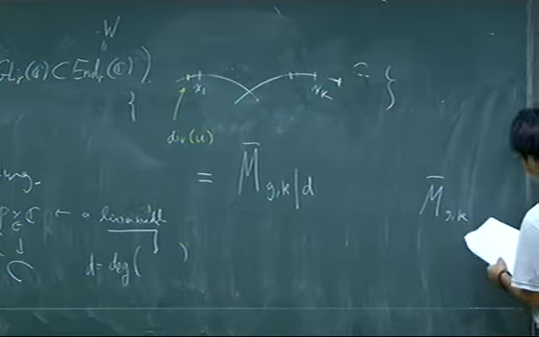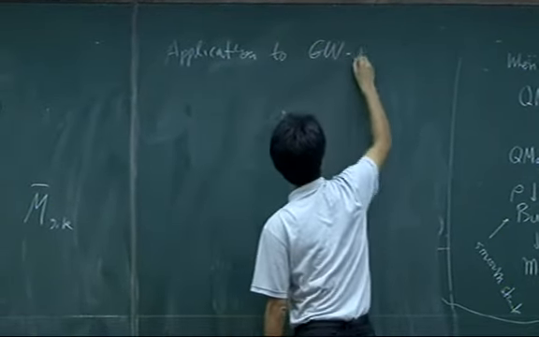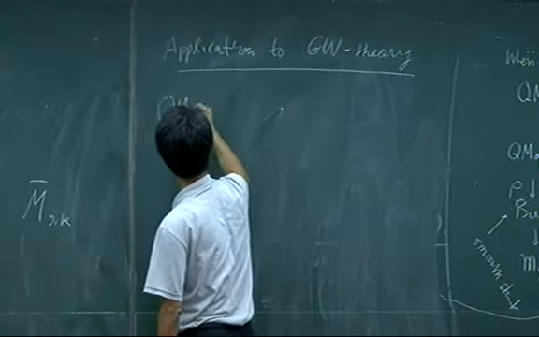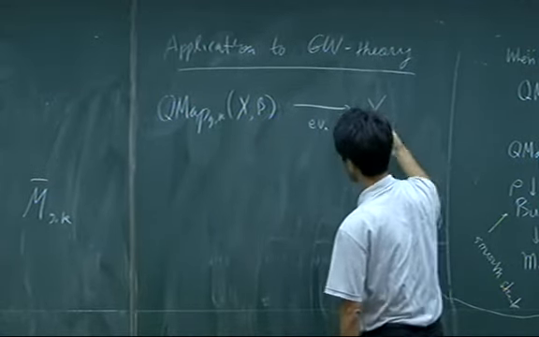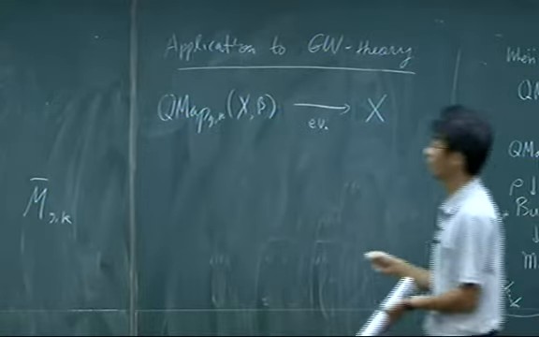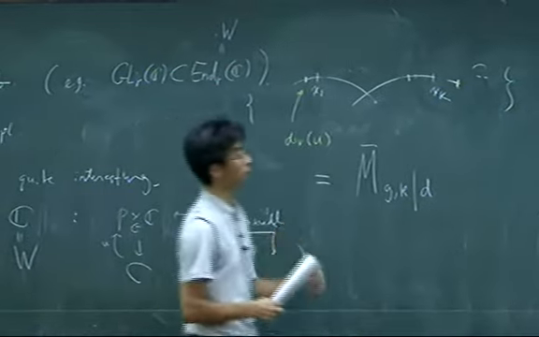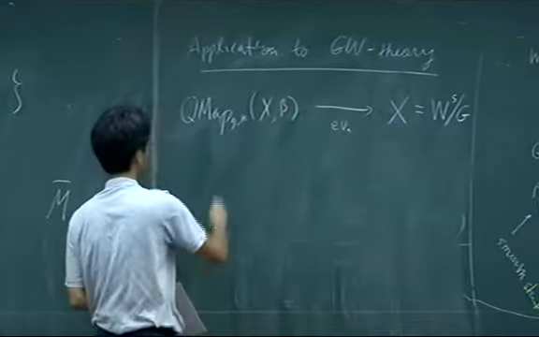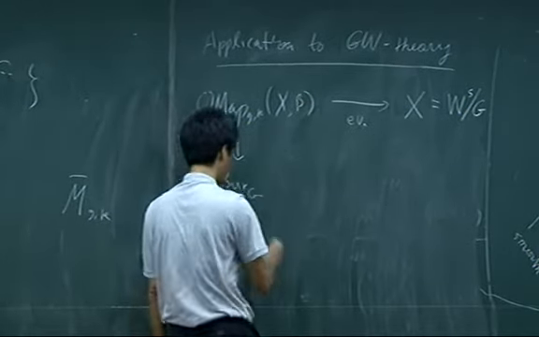Let me say about some applications. So as usual, we have an evaluation map into X, because the base locus is away from the marking. So at the marking, the map, the section U, lands inside of the stable locus of W. So that it has an evaluation map into that quotient X. And we have this picture. So it gives us some invariants, let's say just integrals.